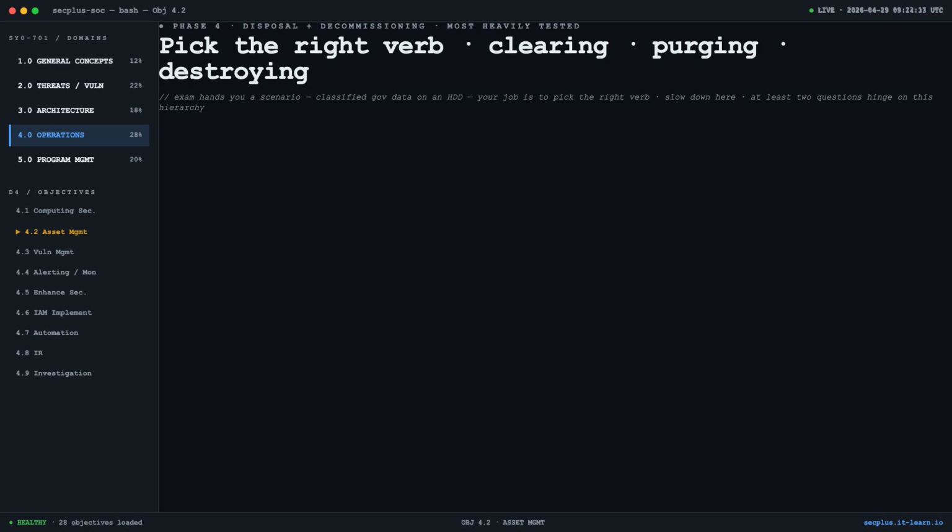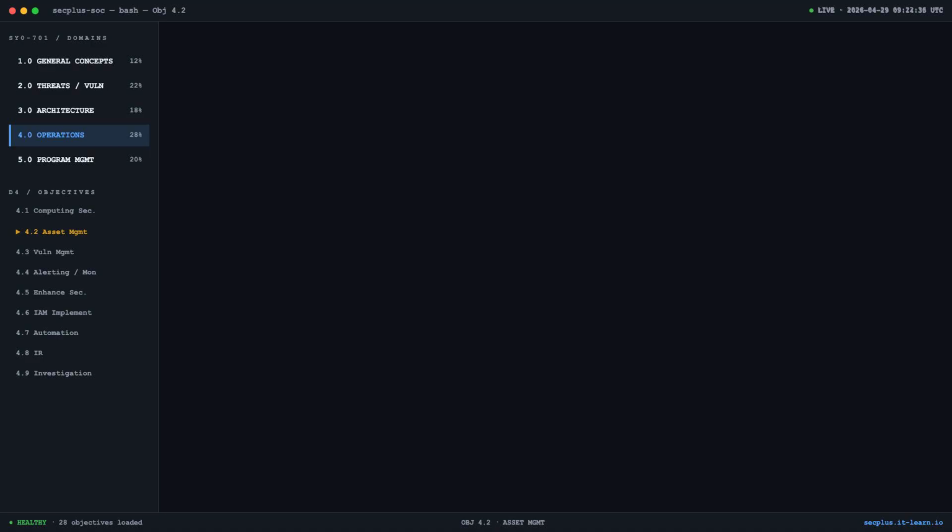Get this hierarchy in your head before you sit the exam because there will be at least 2 questions that hinge on it. 3 tiers of sanitization. Clearing is overwriting. Write zeros, ones, or random data over every sector. The data is gone for everyday recovery purposes. Good enough for reuse inside the organization with non-sensitive data.